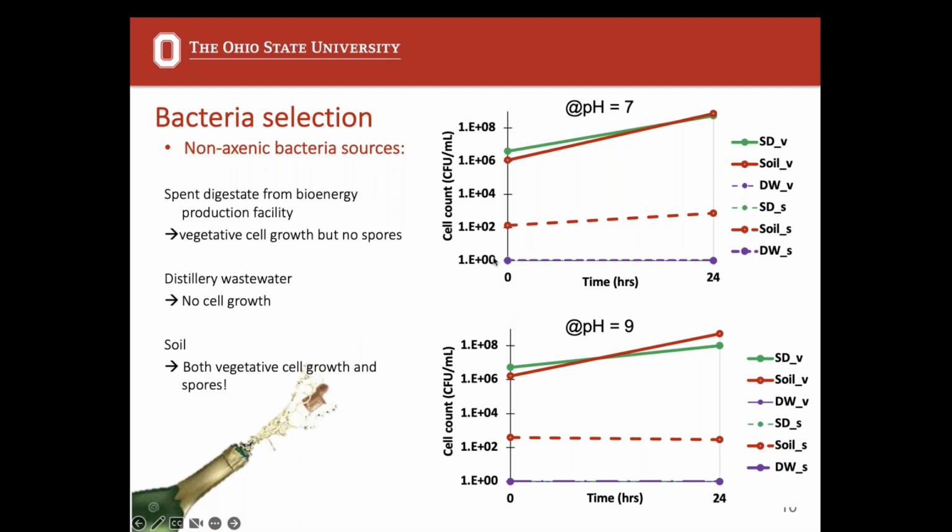The spent digestate was able to generate a large number of living vegetative cells. You can see we got up to 1 × 10⁸ cells after 24 hours. But in both the pH 7 and the pH 9 system, we grew no spores. So although we have living bacteria, we don't have spore-forming bacteria, so we're not going to be able to, again, use this successfully in our concrete system.